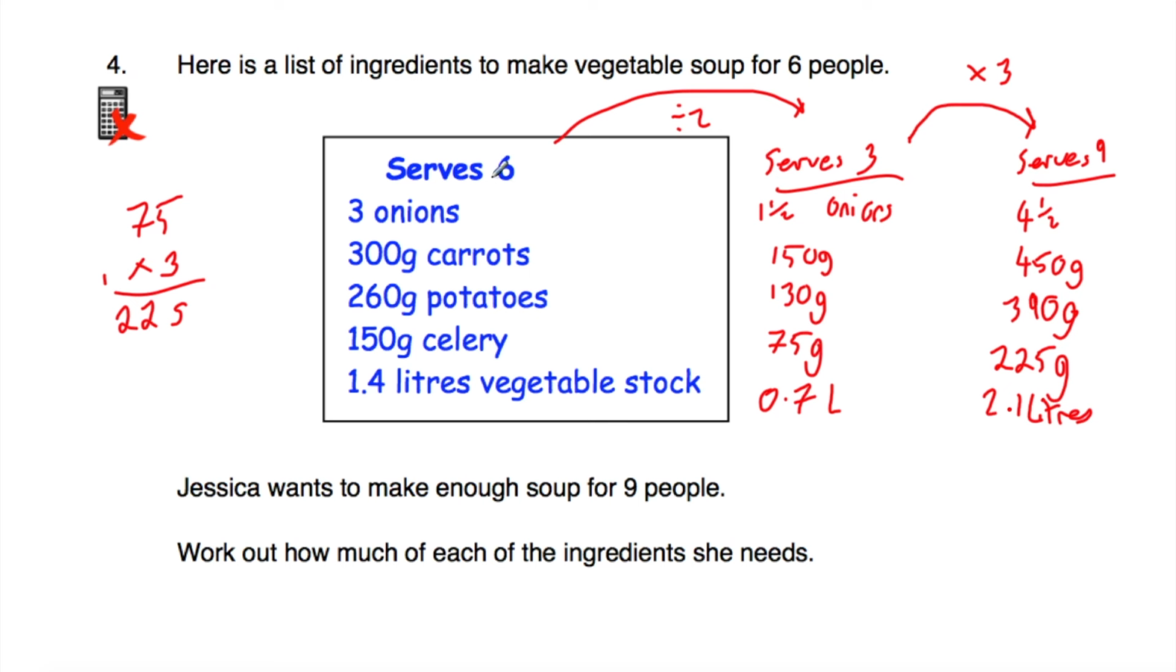Another approach could be to divide them all by 6 to find out for 1 person, and then times that all by 9 to find out how much we need for 9 people, and so on. Okay, let's look at our next question, question number 5.